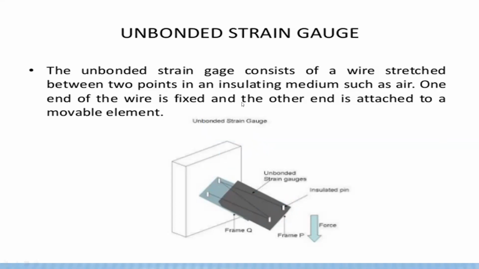The main thing in this unbonded strain gauge is that the strain gauge itself is not connected to the object. Only the unbonded wires are connected to that object.